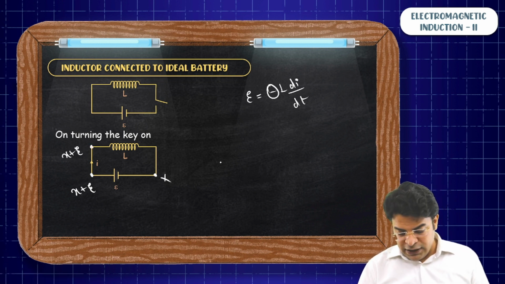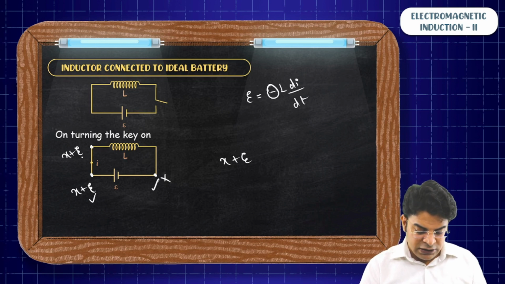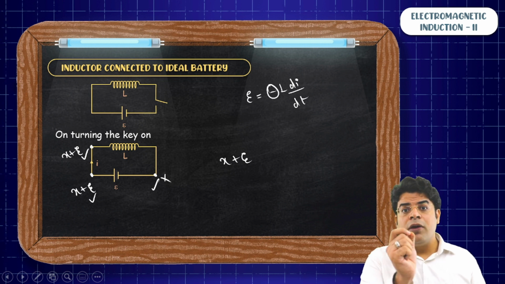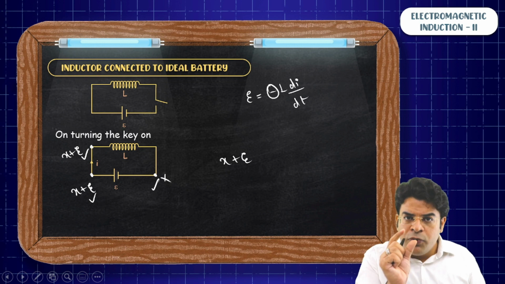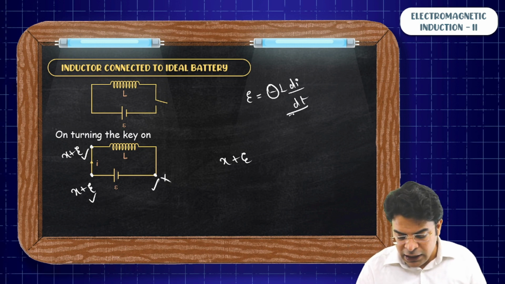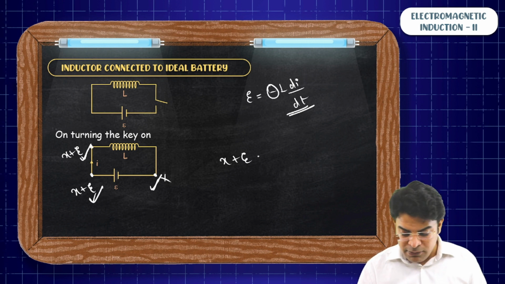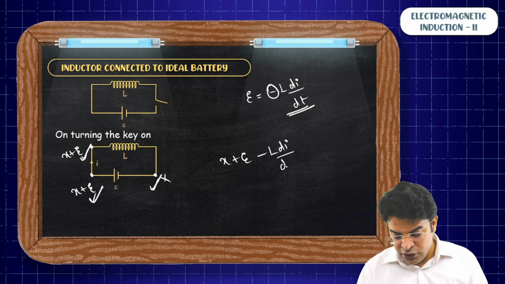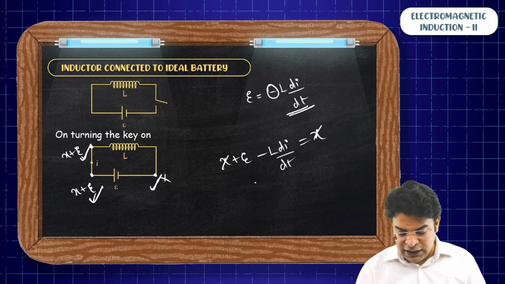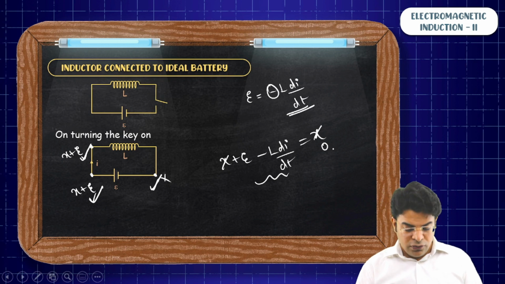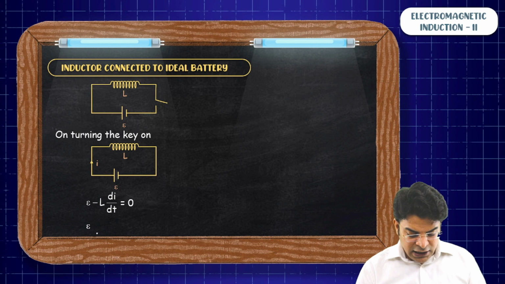So when you write the equation, x from the first point, plus E to the second point, same at the third point. Now when you are moving in the direction of current across an inductor, the potential drops by L di by dt. So you will write x plus E minus L di by dt equals x. Now cancelling out x both sides, you can write E minus L di by dt equals 0, or you can write E equals L di by dt.